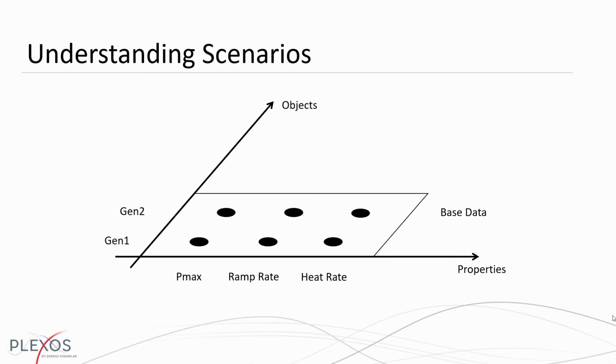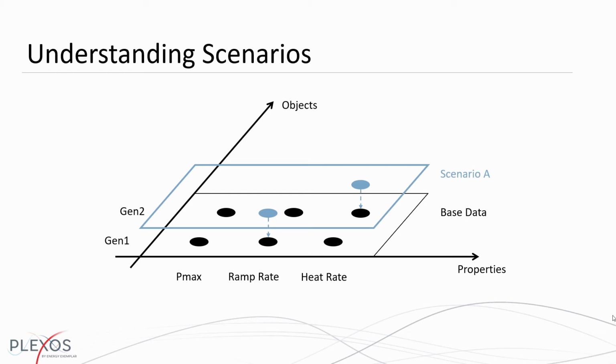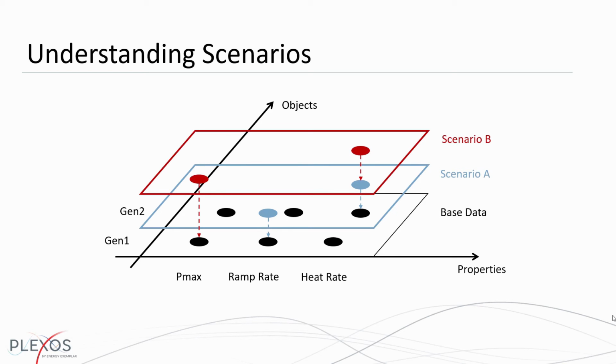We return to our initial setup of 2 generators with 3 properties defined. We then created scenario A with different values for one of the ramp rates and one of the heat rates. But we also have another scenario we are considering, and this is scenario B, which has different values for max capacity for Gen 1 and a slightly different heat rate for Gen 2. Now, if we include both scenario A and scenario B in our simulation run, which values will be used?